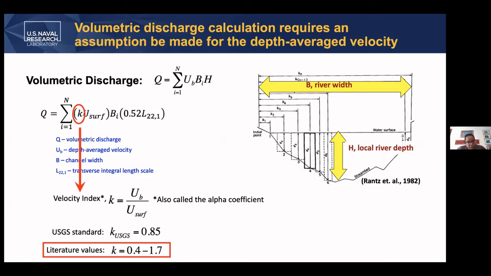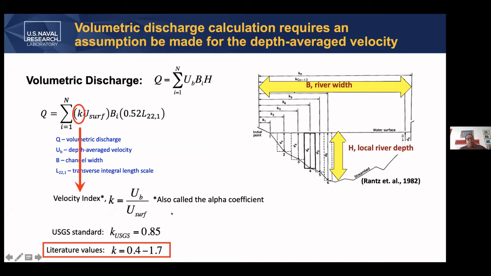Lastly, I want to talk about this velocity index, this alpha coefficient that has come up a number of times in this workshop. So the volumetric discharge should ideally be calculated with this depth average velocity. However, most of us in this workshop have been calculating velocity at the surface and using this velocity index to relate the surface velocity to the depth average velocity. And if you look in the literature, this velocity index takes on a bunch of different values.